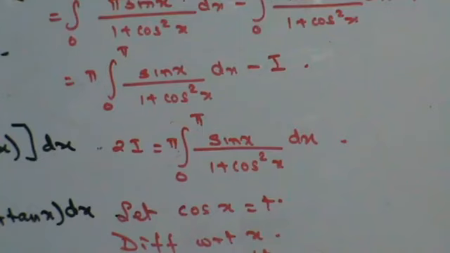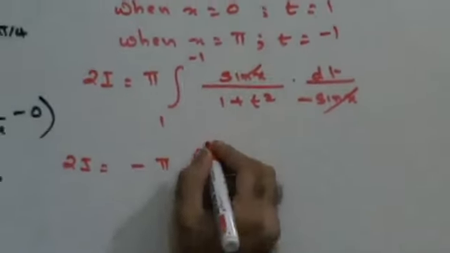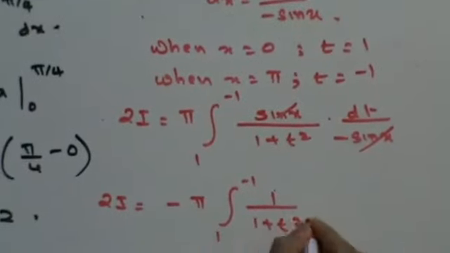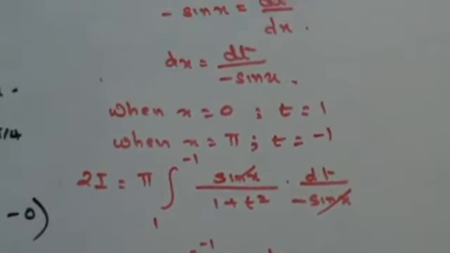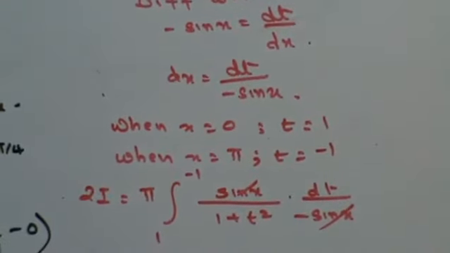So you will get 2I is pi. For 0 you are going to write 1, for pi you are going to write minus 1. Sin x upon 1 plus t square, and this is going to be dt upon minus sin x. Sin x gets cancelled, so I'll get 2I is minus pi, from 1 to minus 1, 1 upon 1 plus t square dt.